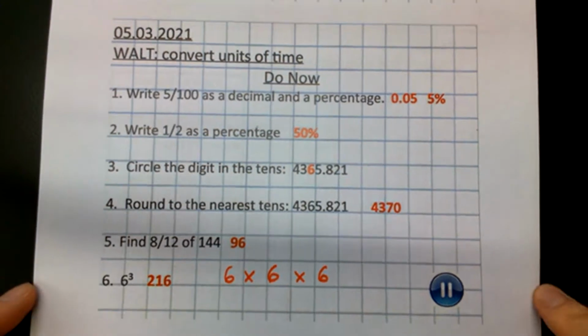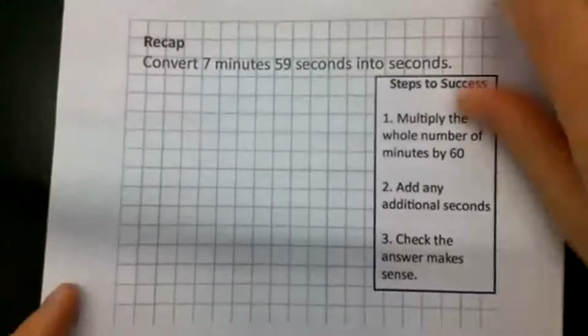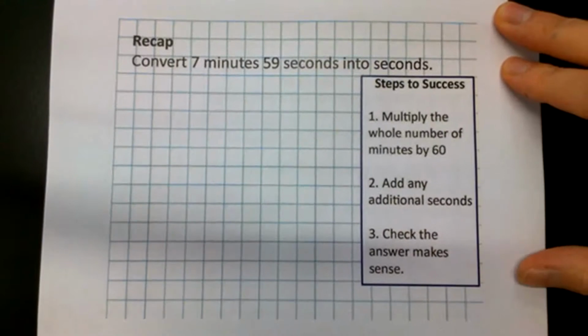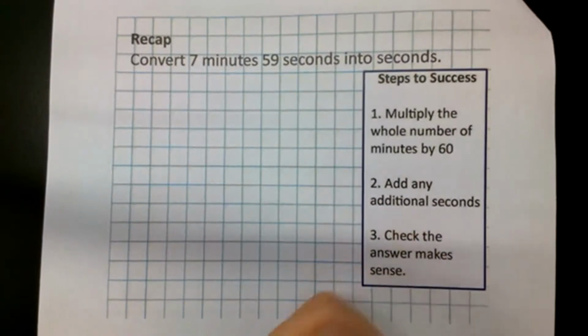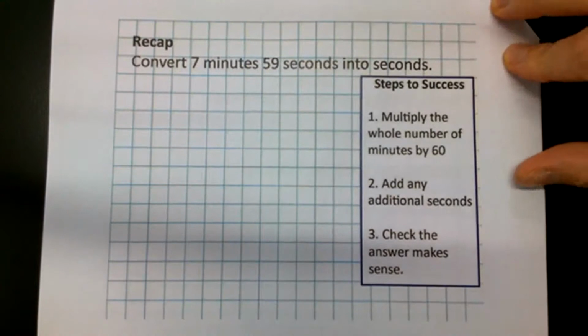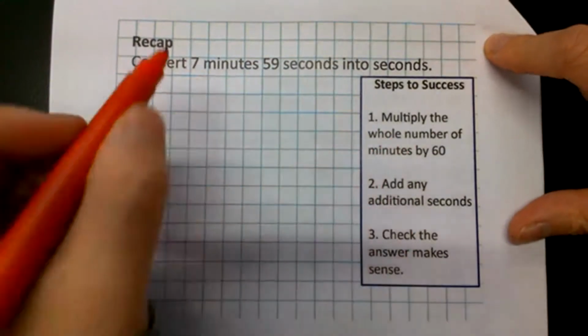Okay, so today we are going to continue converting units of time. But first of all, we're going to recap on what we did yesterday. So first of all, we're going to convert 7 minutes and 59 seconds into seconds. Firstly, we're going to multiply our whole numbers.